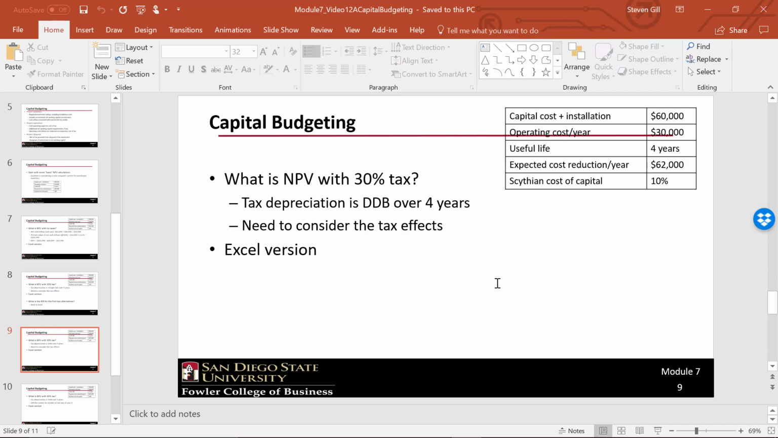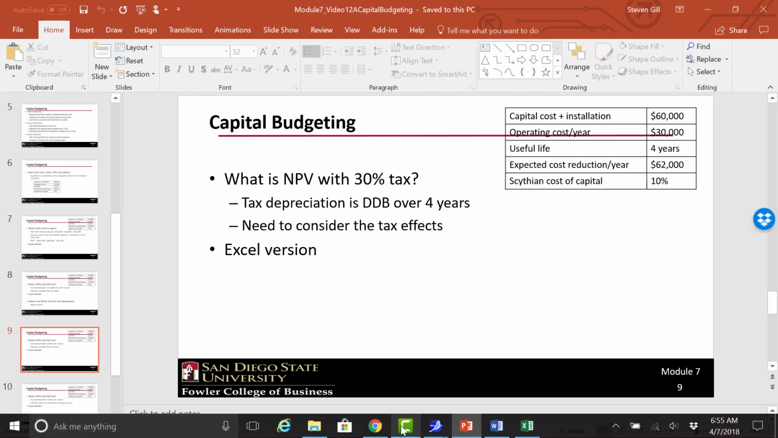Okay, so now we've got net present value, 30% tax, but our tax depreciation is going to be double declining balance over 4 years. That's clearly more complicated, and we're not yet using the tax tables, and we know that we probably really should just be using the tax tables. But we're going to follow along the examples as they're provided in this management textbook, because if I give you a quiz question or an exam question and it asks you to do it this way, I want you to be able to replicate it in this form.